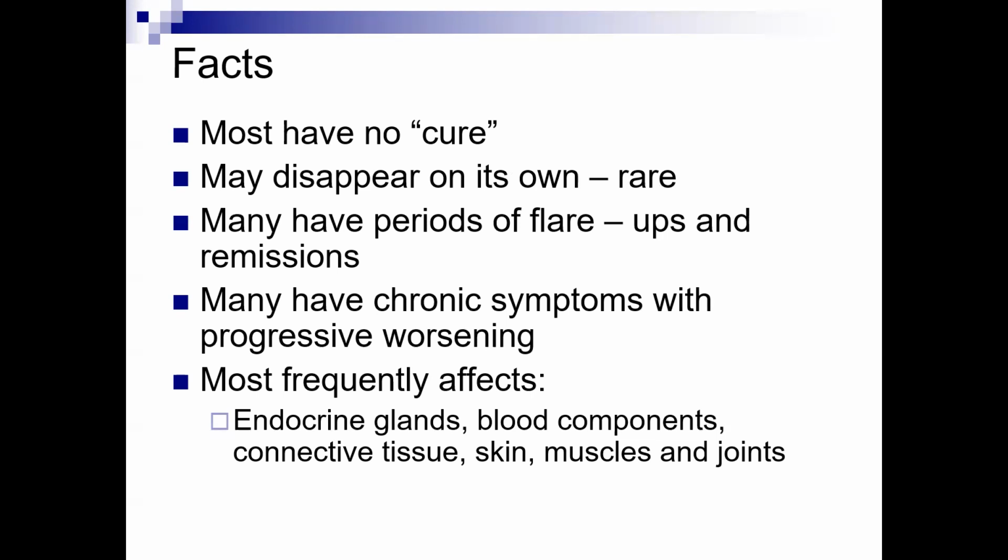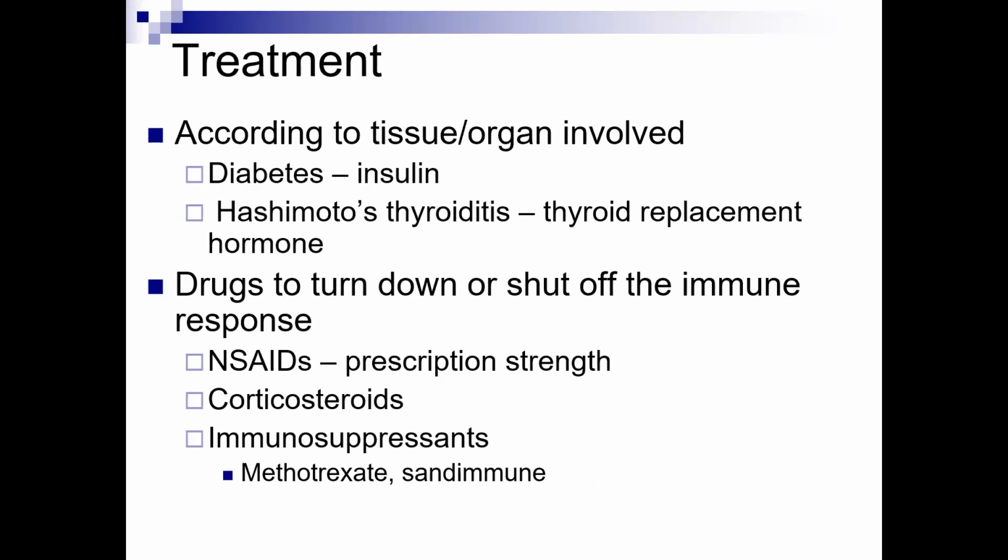Most frequently, it affects our endocrine glands, blood components, connective tissue, skin, muscle, and joints. So treatment, it really depends on the tissue or organ involved. So think diabetes, treat with insulin. Hashimoto's thyroiditis, you're given a thyroid replacement hormone. We also have drugs to turn down or shut off the immune response. NSAIDs, those are our non-steroidal anti-inflammatory drugs, but they're given at prescription strength.